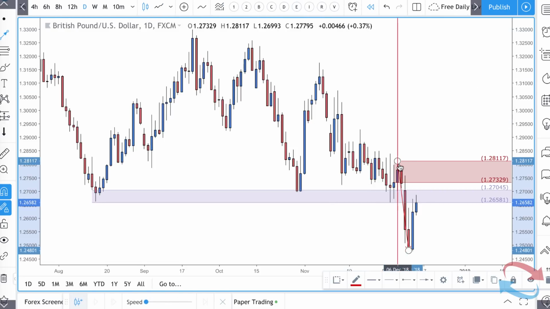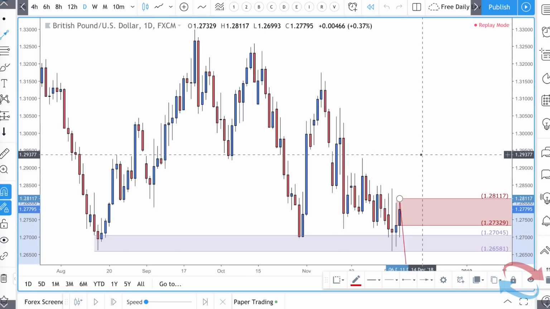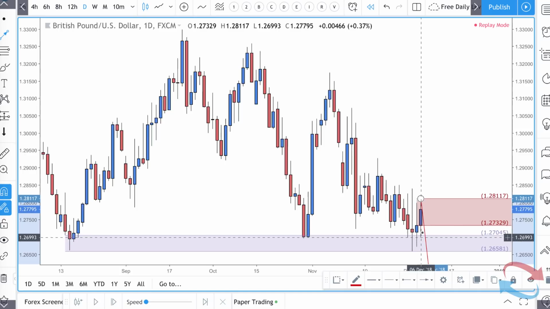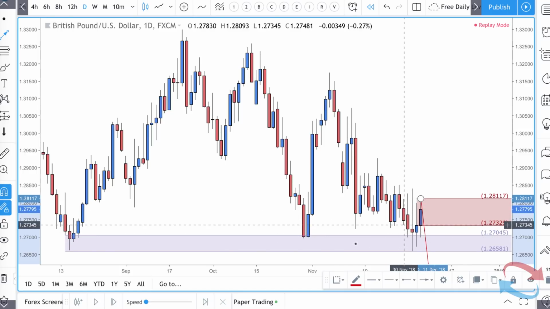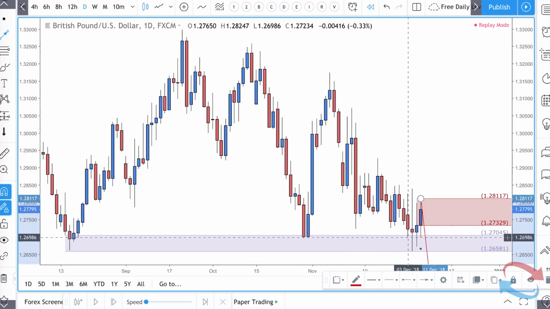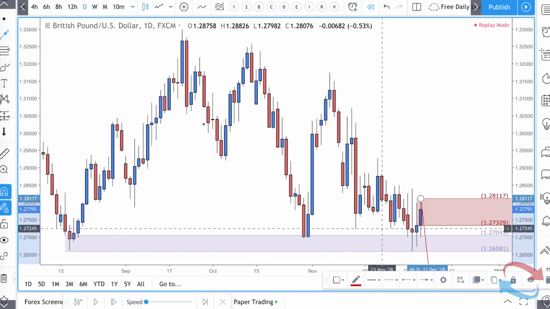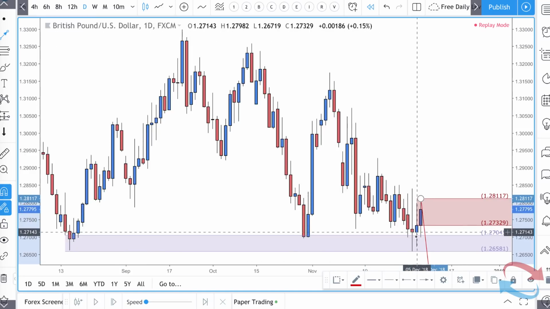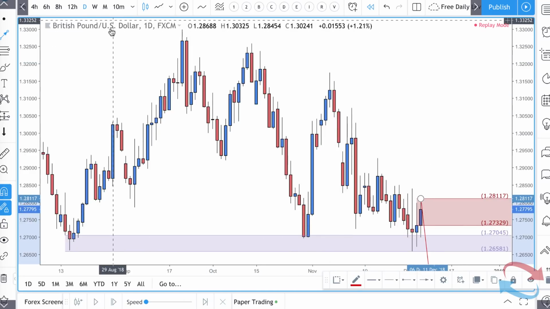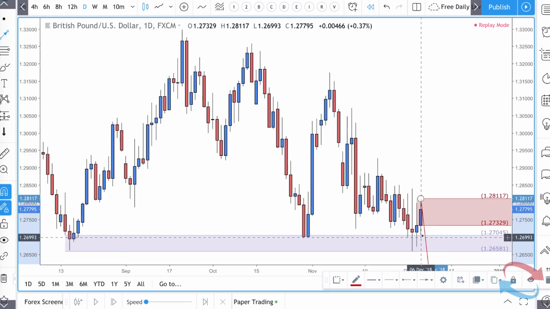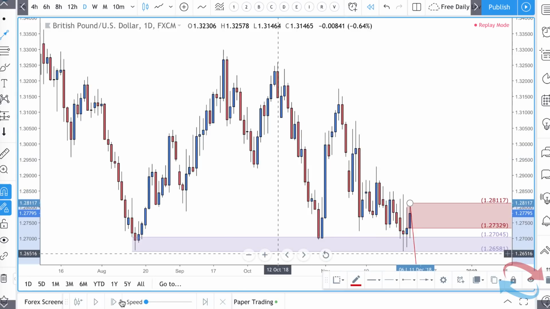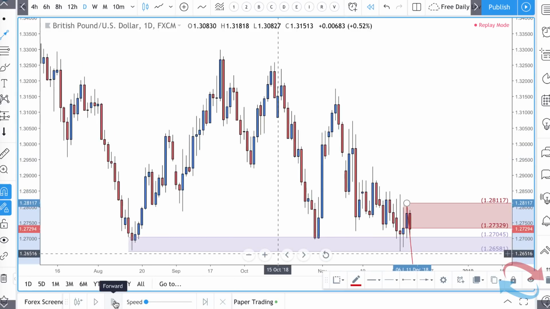So I'll go back and do a bar replay. In real time, this is what was seen. On December the 6th, this is all that traders saw. Traders were buying and thought this was a cheap, bargain area and wholesale prices for the British pound, or an expensive area for the US dollar. Now we fast forward day by day.